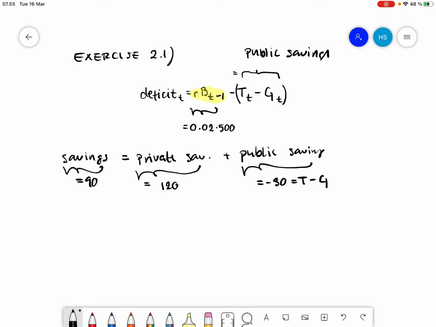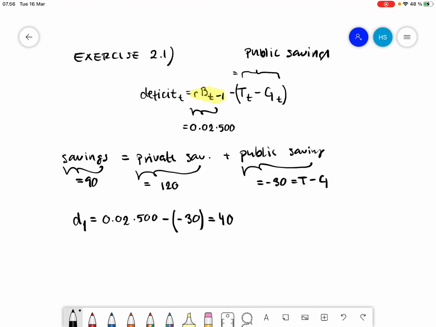Therefore, in period 1, the deficit is 0.02 times 500 minus the government's primary deficit. It is a deficit because government spending exceeds taxes. So if you take a calculator, you get that the budget deficit is equal to 40.